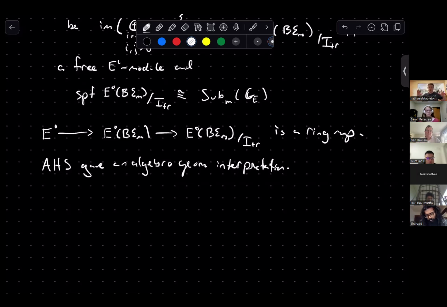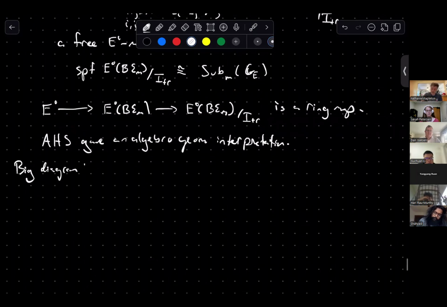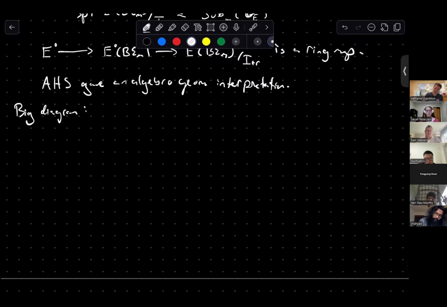And so this is like the first ring map that you could build out of the total power operation. Having an algebro-geometric interpretation for both of these sides and for this map allows us to use algebraic geometry to construct operations on Morava E-theory. So what I want to do is go back to that big diagram that I drew for representation rings, but now do it in the case of Morava E-theory.